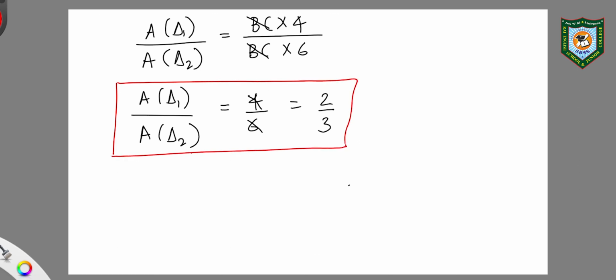Now this is the only question that we're going to see in this particular section. Now before we end this section, we're going to once again revise the definition of height to the base.